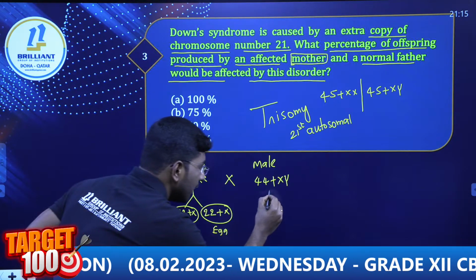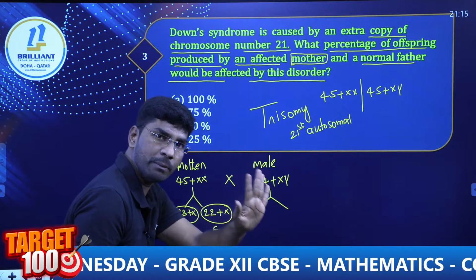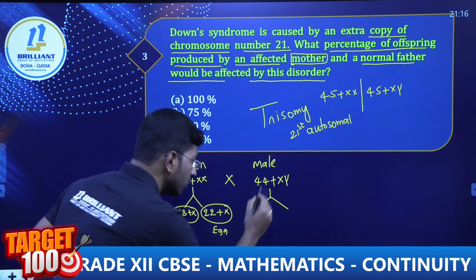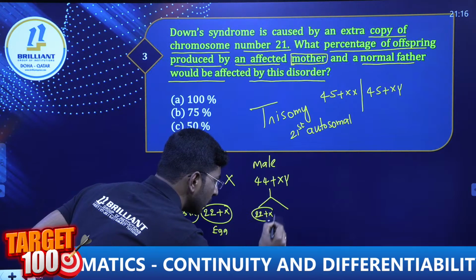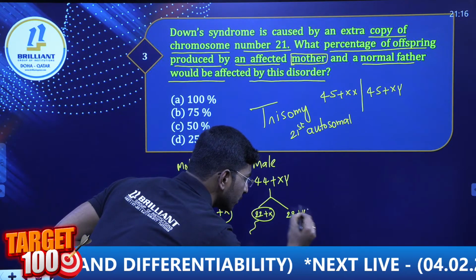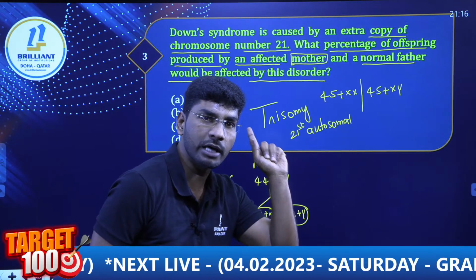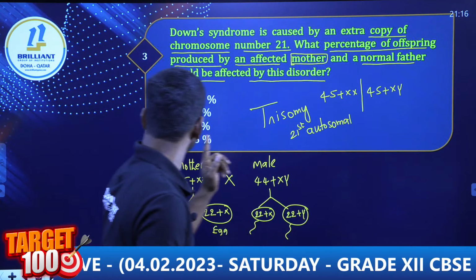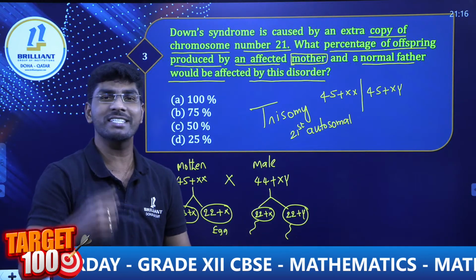So look at here. The male partner, the father, is going to give normal sperms. What are the normal sperms? 22 autosomes plus X chromosomal sperm, and 22 autosomes plus Y chromosome sperm. I'm going to read the comments. Option is given. Yes, exactly. It is a 50% chance.